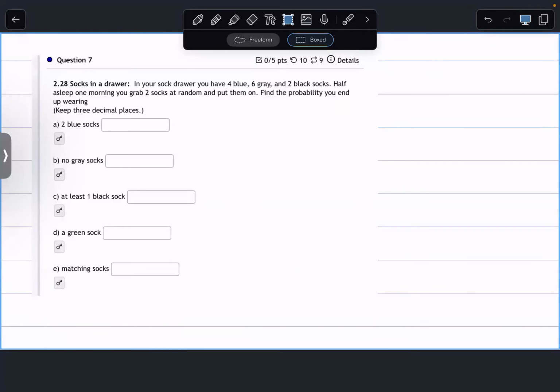I want to show you that you can use a tree if you want to, right? You can translate this into a tree. It's going to be kind of a big tree, so you might not want to. There's lots of different ways that you can solve this problem.